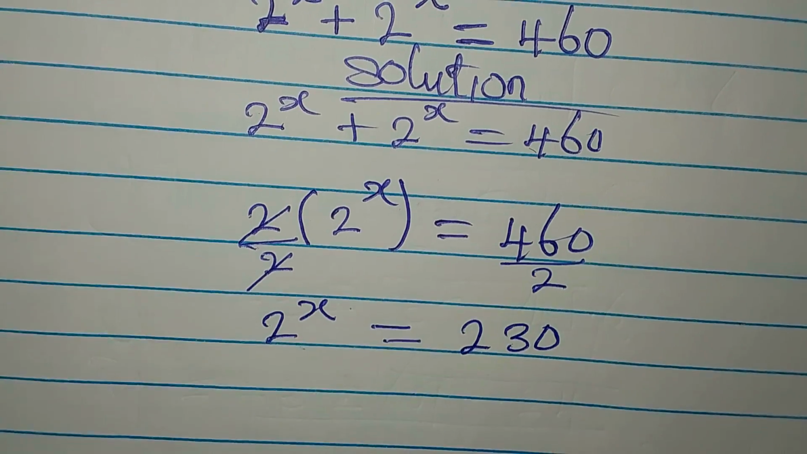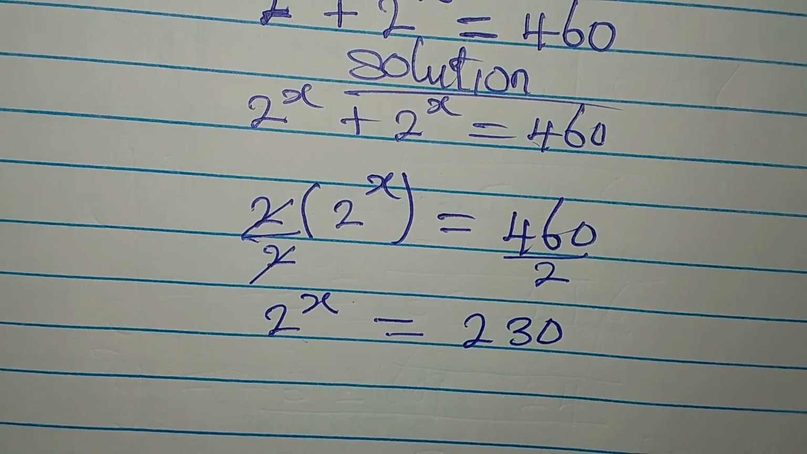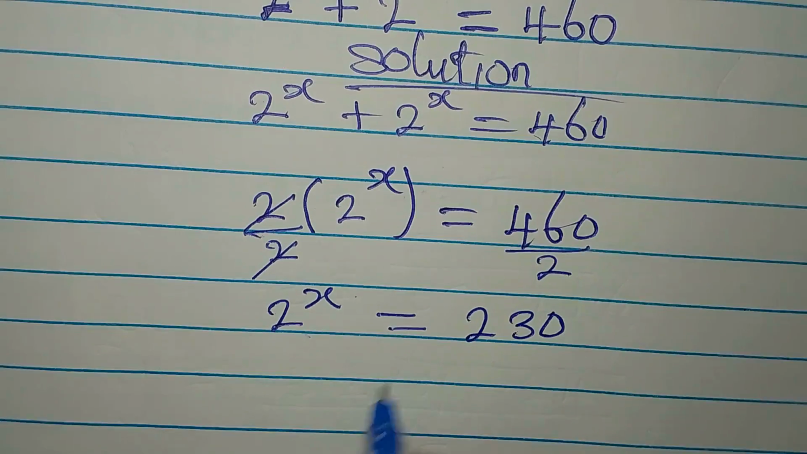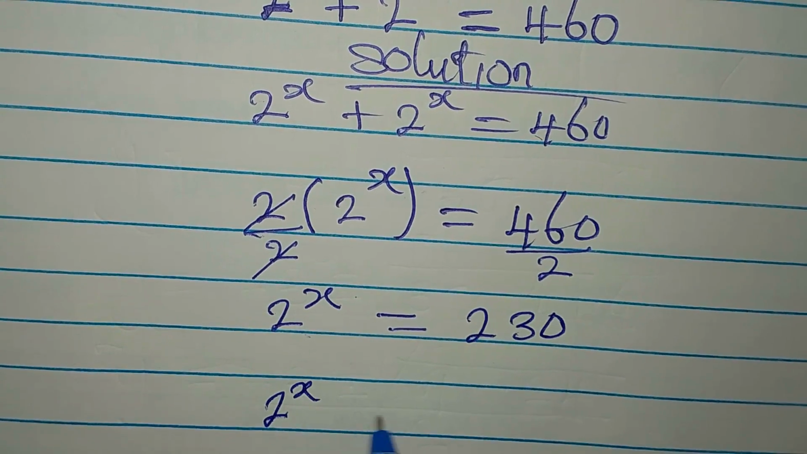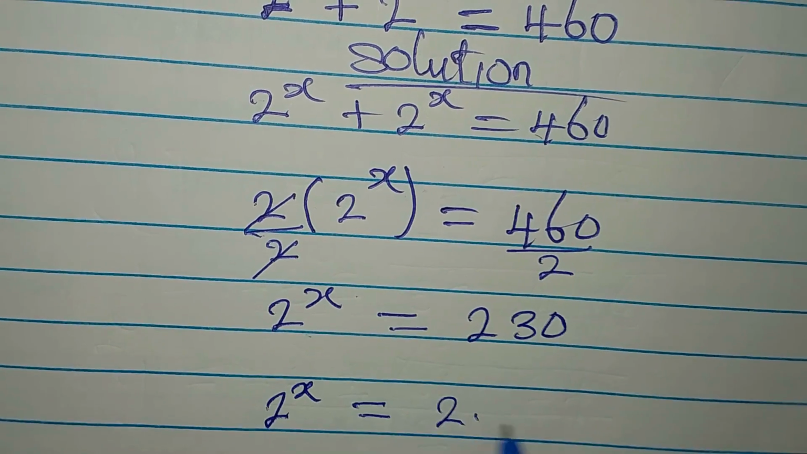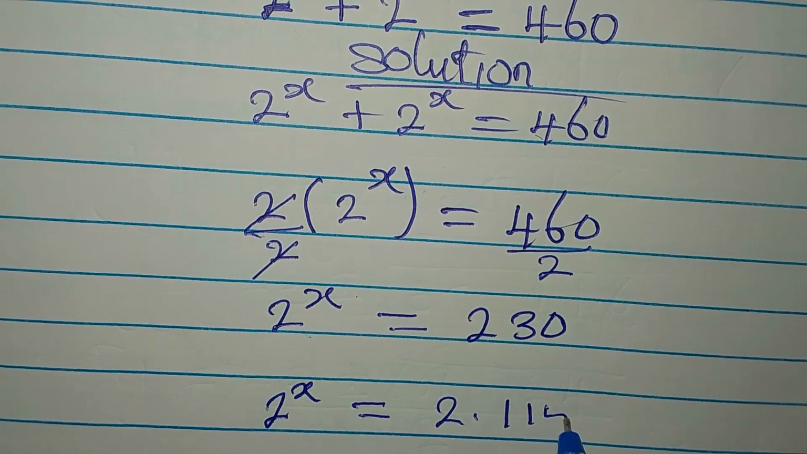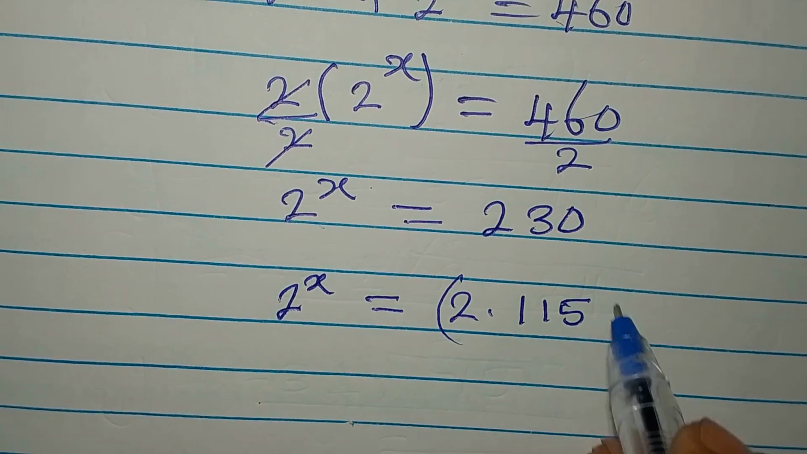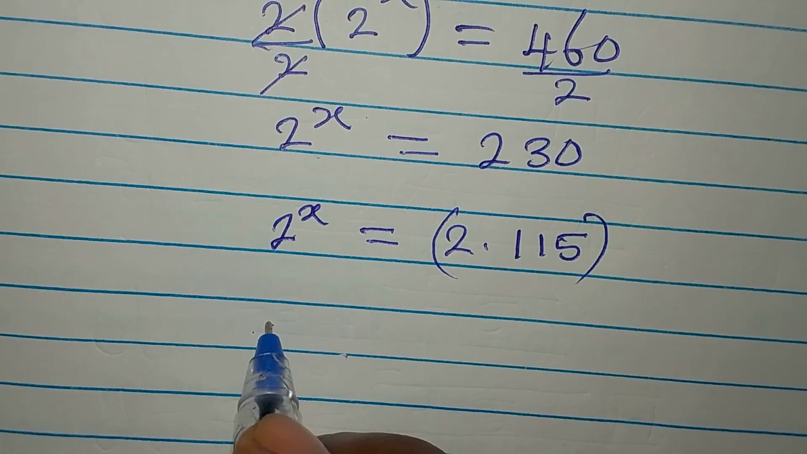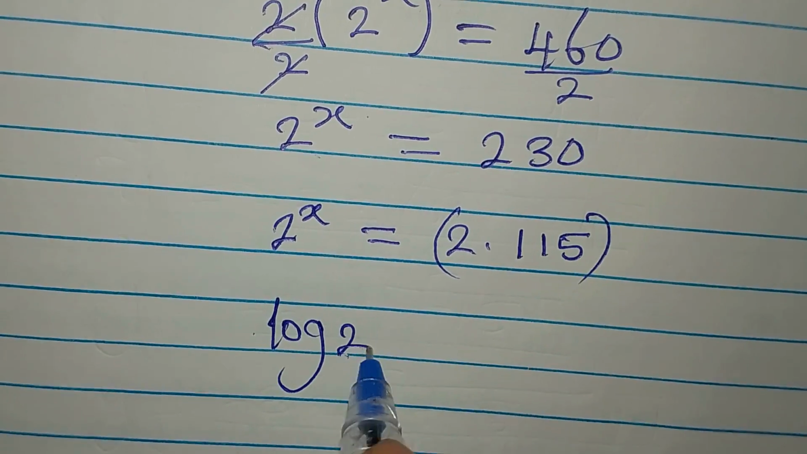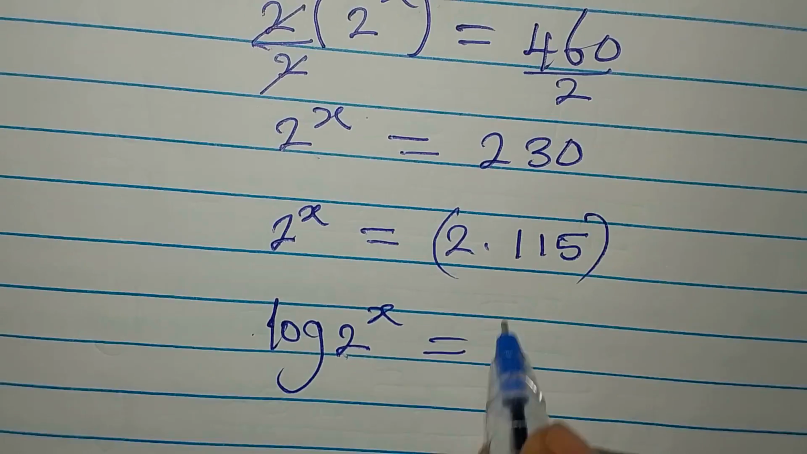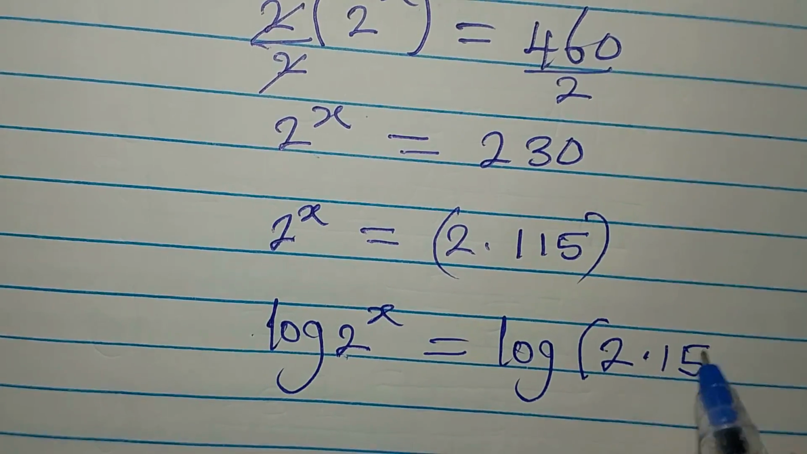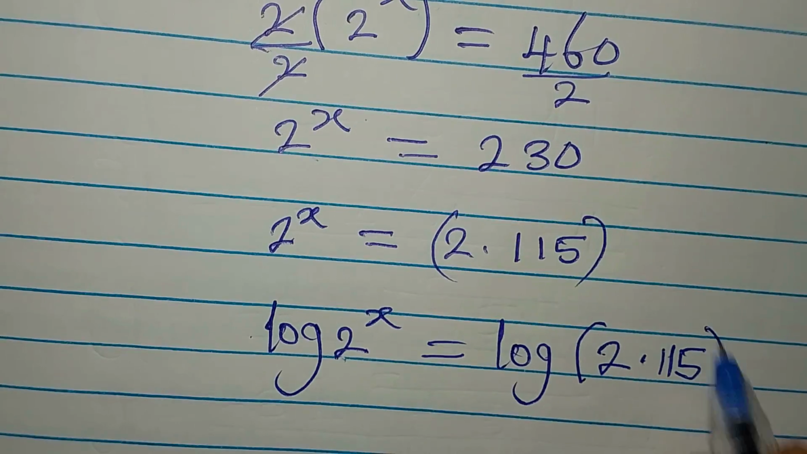That is, if you divide 460 by 2. Now let's continue. 2 to the power of x is equal to 2 multiplied by 115. Now let's take the log of both sides. So we have log of 2 to the power of x equal to log of 2 multiplied by 115.